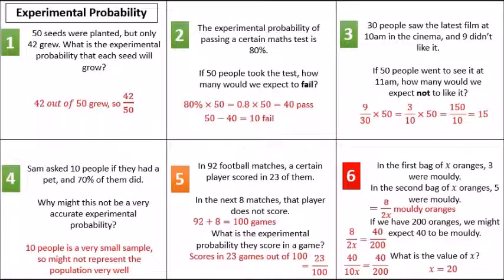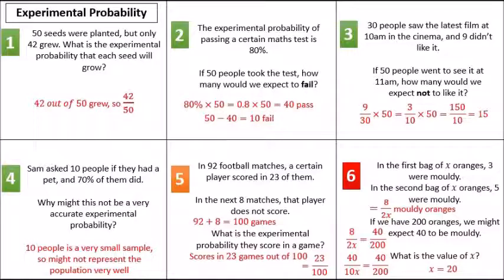So here are the answers to these questions. Question 1, 42 out of 50 grew, so the experimental probability is 42 over 50. Question 2, 80% is the experimental probability of passing a certain maths test. If 50 took the test, how many would we expect to fail? So if 80% of 50 are going to pass, that's 40. If 50 took the test altogether, that means 10 are going to fail.